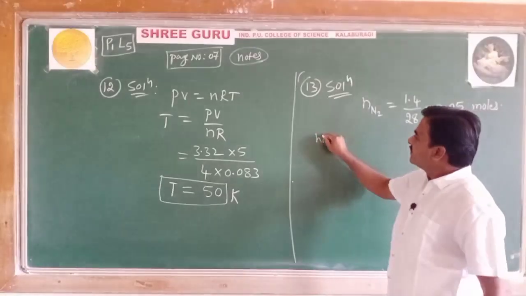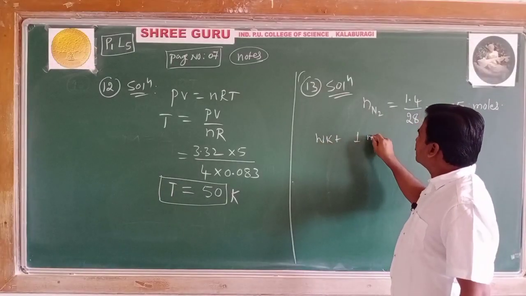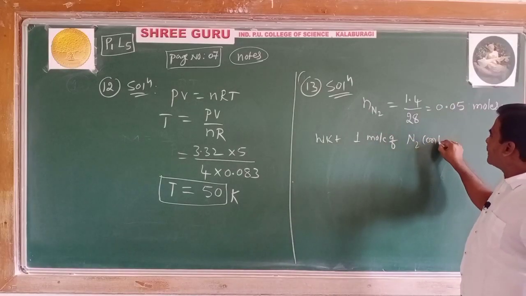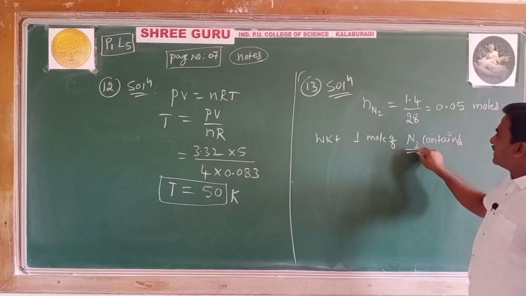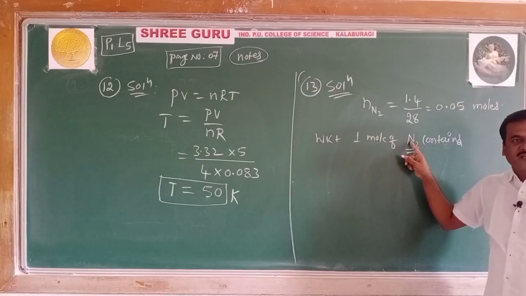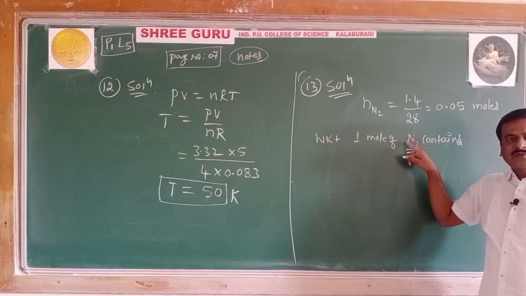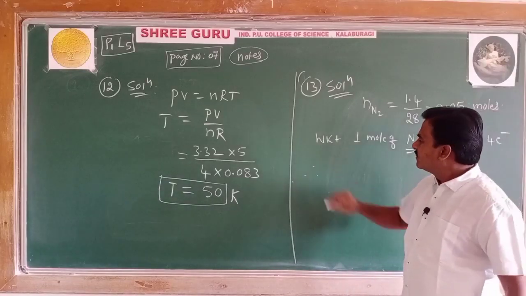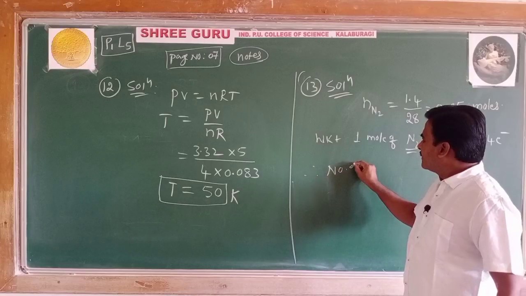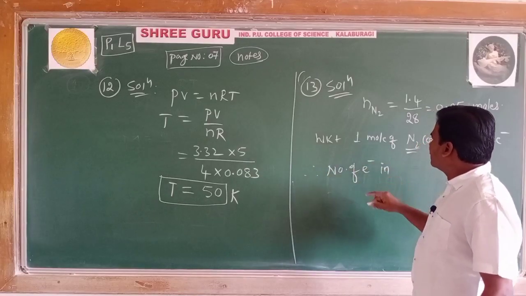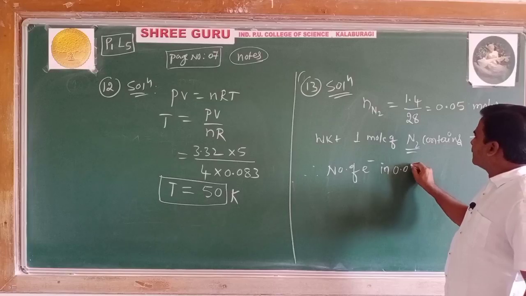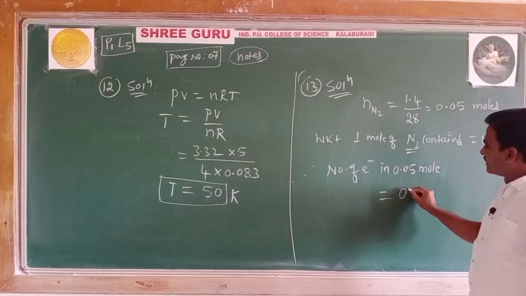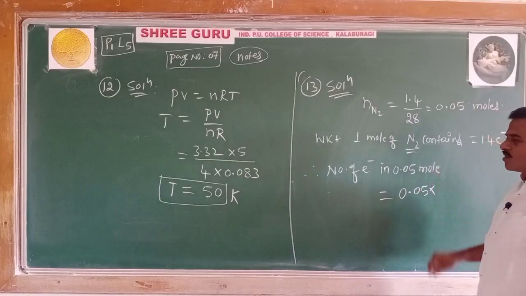We know that 1 mole of N2 contains how many electrons? 1 mole of dinitrogen contains nitrogen, each atomic number 7, each nitrogen atom 7 plus 7. 1 mole of dinitrogen contains 14 electrons. Therefore, number of electrons in 0.05 mole, which is equals to this 0.05 mole.